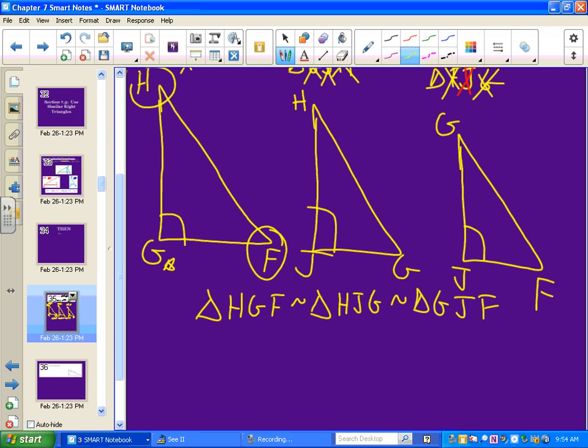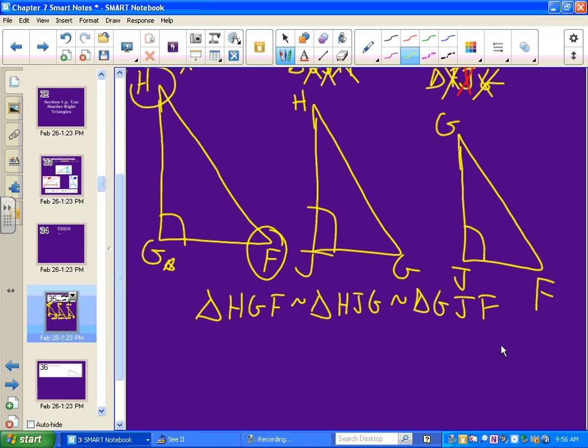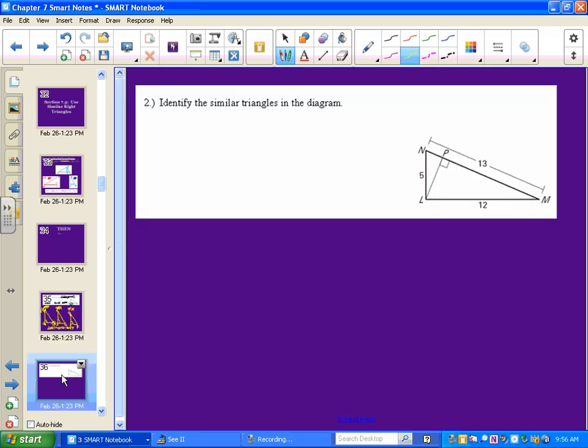Okay, and now this will help you whenever we get more involved with these problems and we have to solve proportions with it. So, moving on to the next example, example 1-2. It says identify the similar triangles in the diagram. So once again, we're looking to identify these similar triangles.